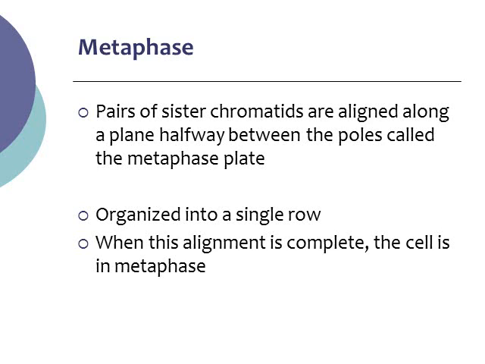And this is an invisible plane. It's called the metaphase plate, or sometimes it's referred to as the metaphase equator, because it's that invisible line that's in the middle of the cell. So all your chromosomes are going to line up into a single organized row along this metaphase plate. When this alignment is complete, the cell is said to be in metaphase.